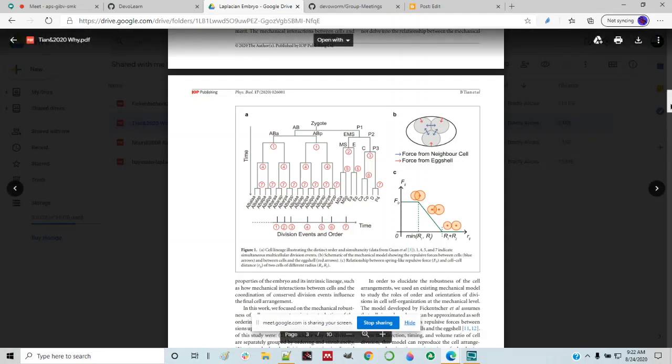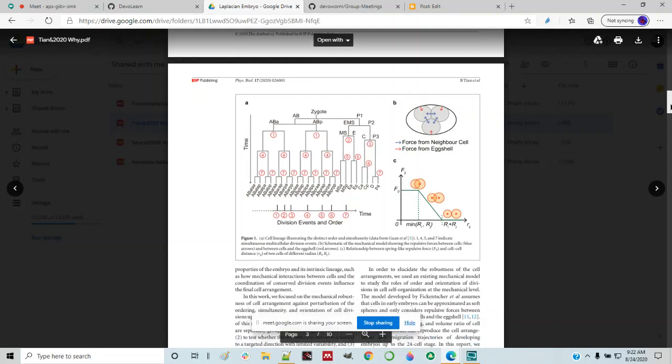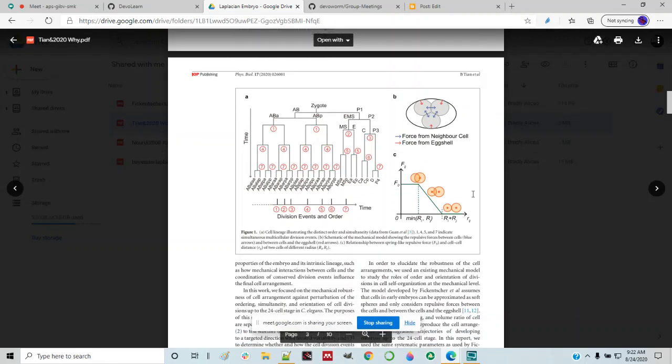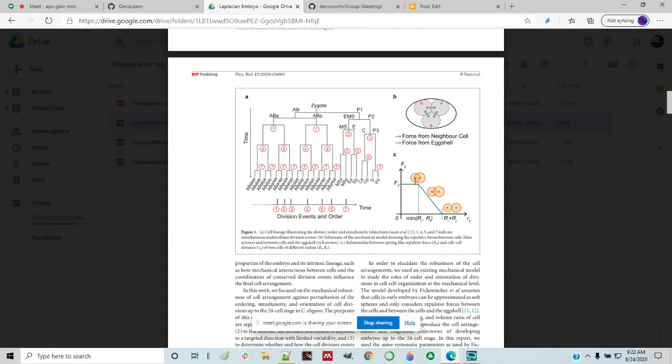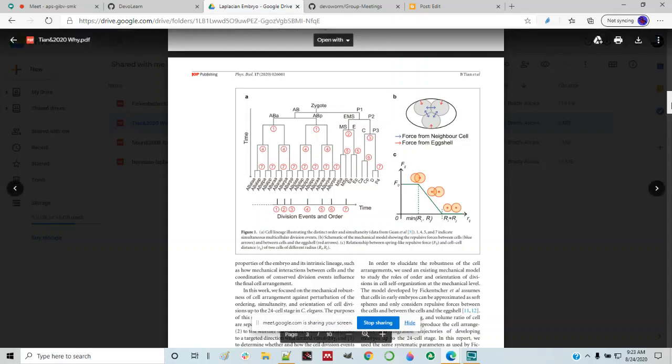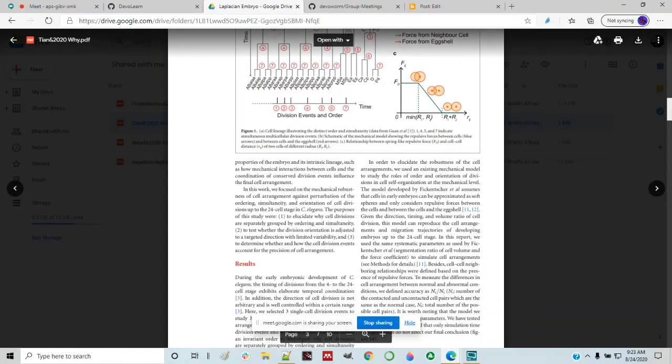So that's that. C is, okay, this graph C is the relationship between spring-like repulsive force and cell-cell distance. So you have this force that's generated, and then this distance, and I guess the idea is that there's this relationship between forces between the cells and the distance between cells. And so they model that as well.